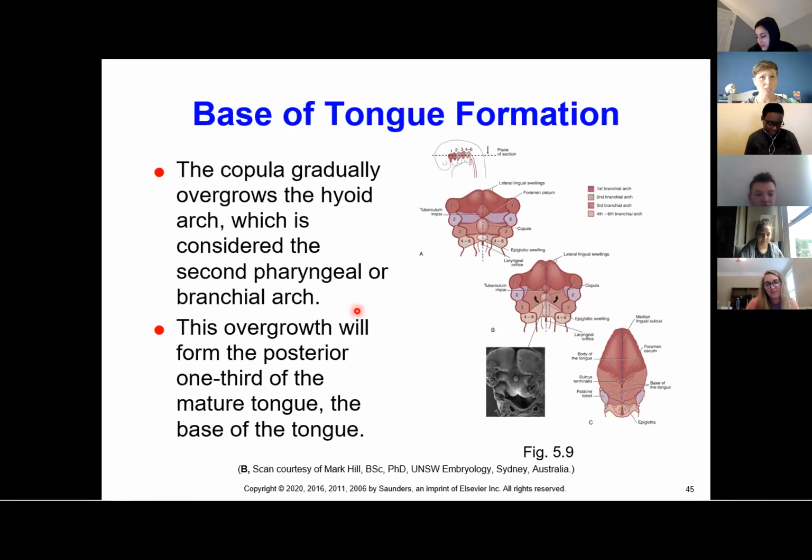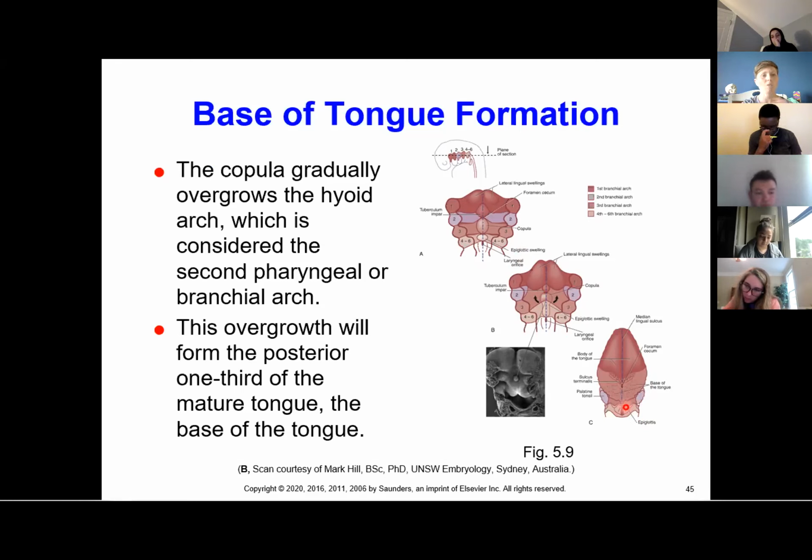The copula gradually overgrows the hyoid arch, which is considered the second pharyngeal branch. So you can see where it starts here in the third, but then it pushes its way forward, which is why the second pharyngeal arch ends up becoming the lingual tonsils, and the copula ends up pushing to become the base of the tongue.